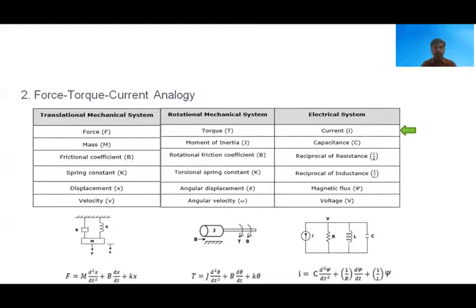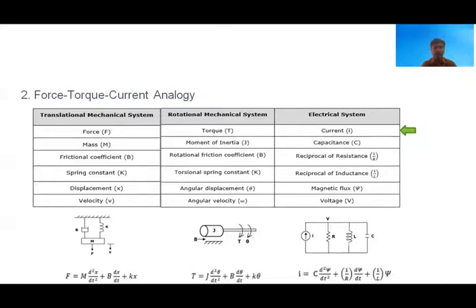And the basic elements like mass, friction coefficient, and spring constants are analogous to the capacitance C, reciprocal of resistance 1 by R, and reciprocal of inductance 1 by L. And the displacement of the translational system X is analogous to the magnetic flux, where the derivative of the magnetic flux is nothing but voltage. Therefore, the displacement in the translational system is analogous to the magnetic flux.